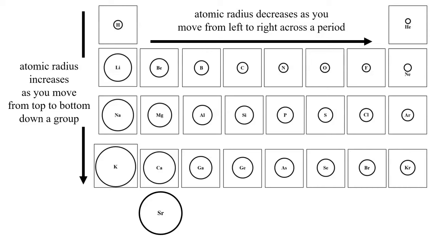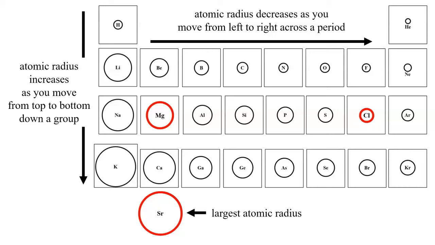An atomic radius decreases as you move from left to right across a period. Chlorine is in the same period as magnesium, so chlorine would be smaller than magnesium, and strontium would be larger than magnesium, based on these periodic trends in atomic radius.